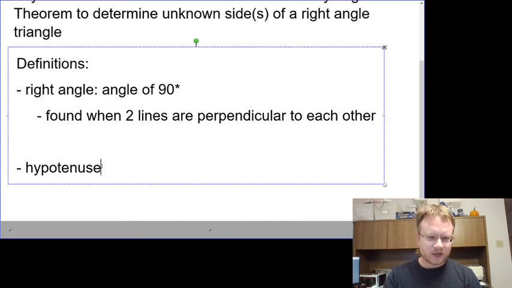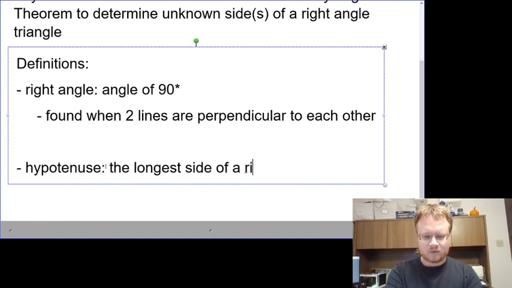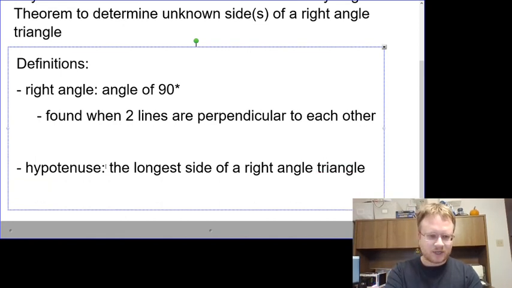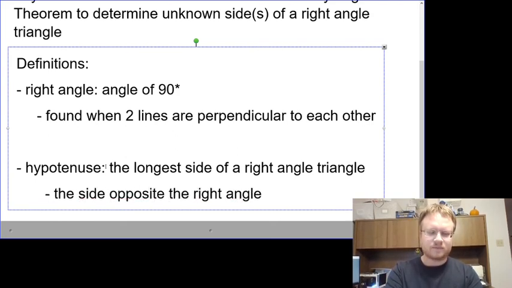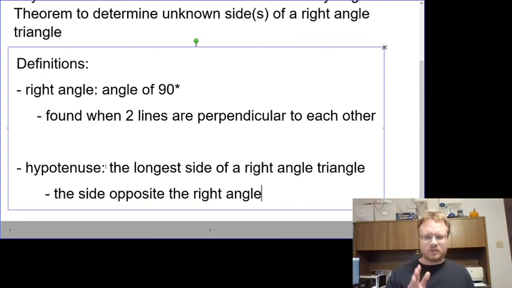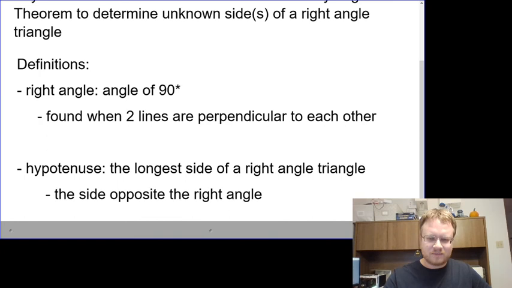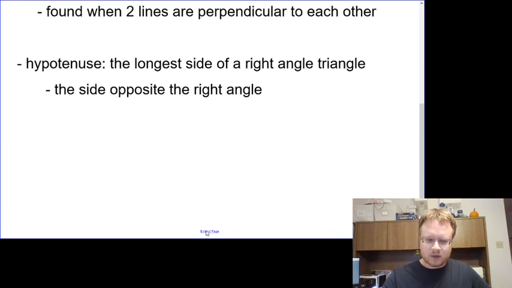The other term we want to define is hypotenuse. This is the longest side of a right angle triangle. And we'll also mention that it is the side opposite the right angle. Make sure you understand what this means. One of the most common mistakes I see students make with this kind of question is that they mislabel their triangle. They don't have the correct hypotenuse, or they just pick some random side as the hypotenuse. So I'm going to add a little diagram here to make sure we're clear on which side is the hypotenuse.